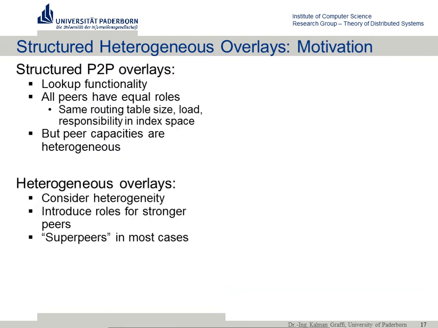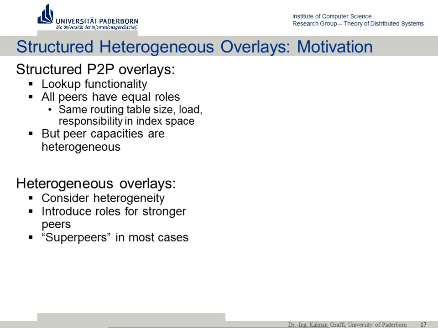Okay, so what's the motivation? What we know from structured overlays and distributed hash tables is they provide us the lookup functionality. That's good, but what does it mean? If you want to store some data, you find a responsible node and you put your data on it, or it somehow takes the reference to the data. And typically all of the peers have equal roles: same routing table size, same storage space, same responsibility in the index space. That's all probabilistically the same.